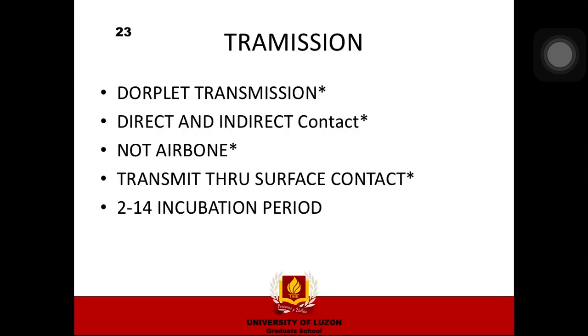COVID-19 is transmitted through droplet transmission. Droplet meaning the virus is carried within droplets emitted from infected persons, and through direct and indirect contact. It can also be passed if you have touched secretions from infected persons. There is no evidence suggesting that COVID-19 is transmitted through airborne, but it can transmit through surface contacts.